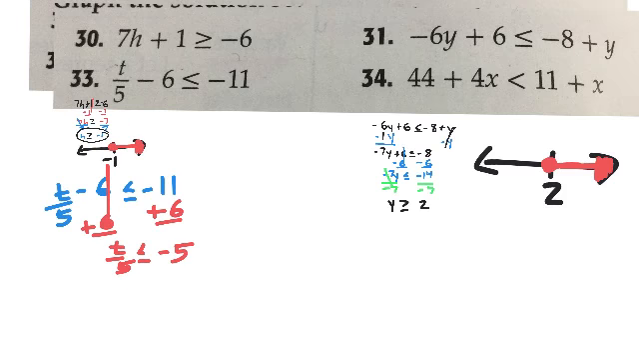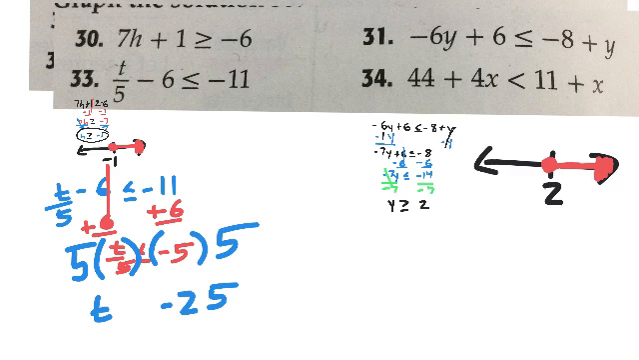Now t is being divided by 5, so I need to multiply by 5 on both sides. So that should be t, negative 25. And I multiplied by a positive, so it should stay facing the same direction. So I should get t is less than or equal to negative 25. I put negative 25 in the center, closed circle, shade to the left.